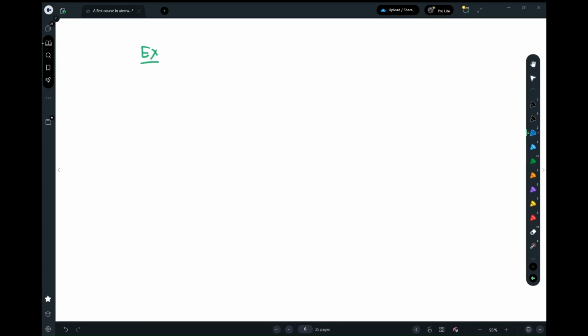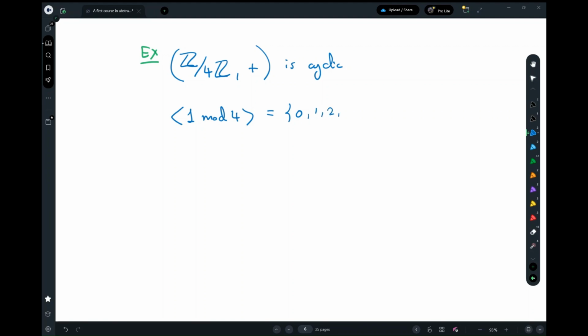Okay, here's another example. So is Z modulo 4Z under addition cyclic? Yes, we've just seen that if I look at the subgroup generated by 1 modulo 4, I do get 0 and 1 and 2 and 3 mod 4, which is all of it. So yes, it is cyclic.